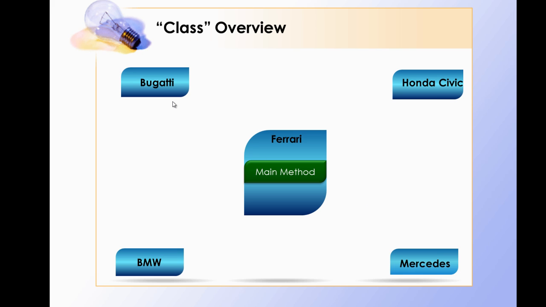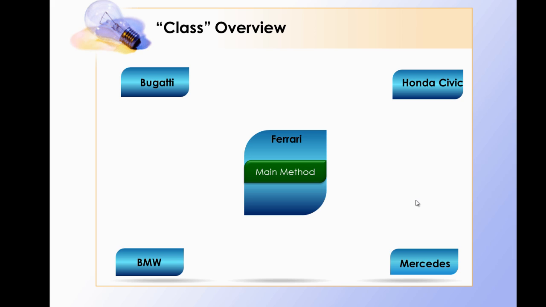In the previous tutorial, we created a Bugatti class, and inside a particular class we said that there are fields and methods, and we also said we could create multiple classes such as Honda Civic, Mercedes, BMW, and so forth. Ultimately, there must be a main method to tie everything together. This main method could go in either of these classes or could have its own separate class, as shown here by Ferrari. Now, how you get access to what's inside a particular class is through what we call objects.